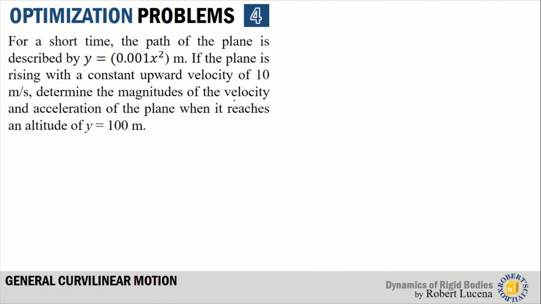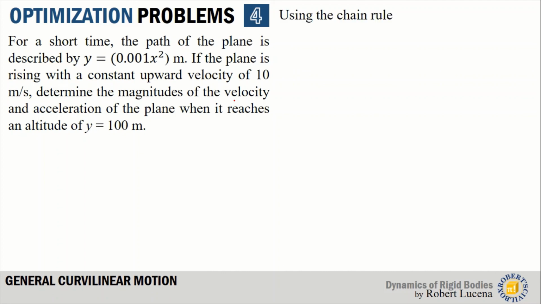for a short time the path of the plane is described by an equation y in terms of x, that is y equals 0.001 x squared, where y is in meters. If the plane is rising with a constant upward velocity of 10 meters per second, determine the magnitudes of the velocity and acceleration of the plane when it reaches an altitude of y equals 100 meters.